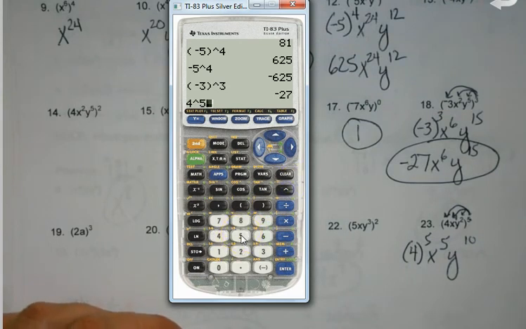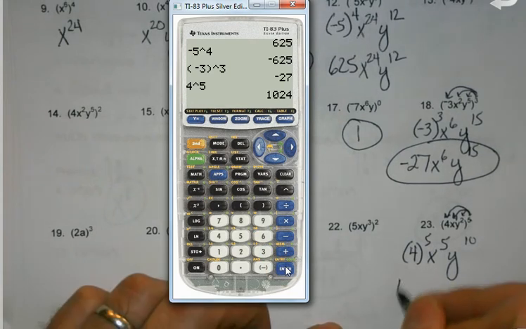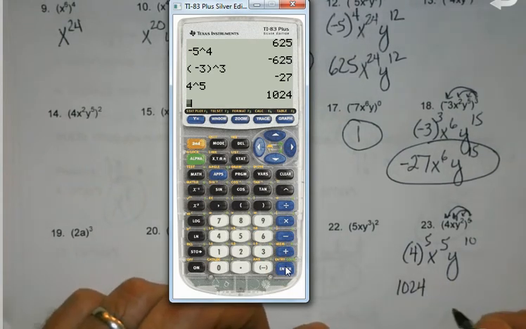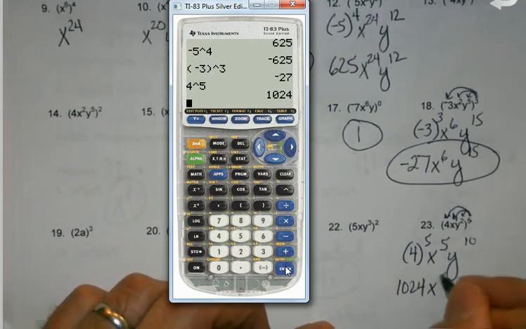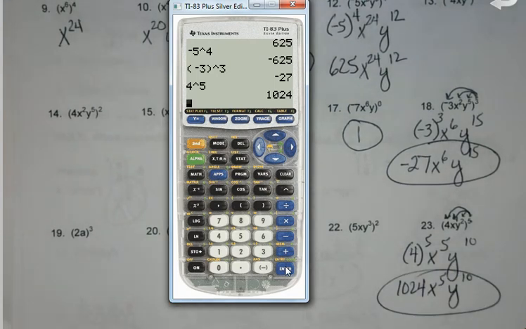You're like, no, you didn't put it in parentheses. If it's a positive number, I can get away with it. So 1,024, and then just leave my variable terms alone. Okay.